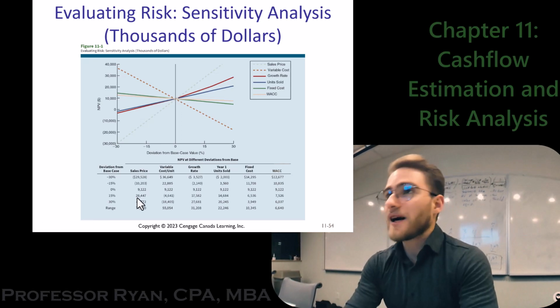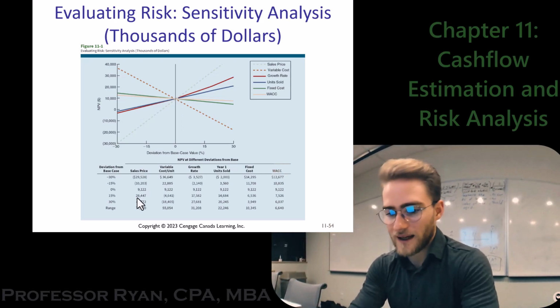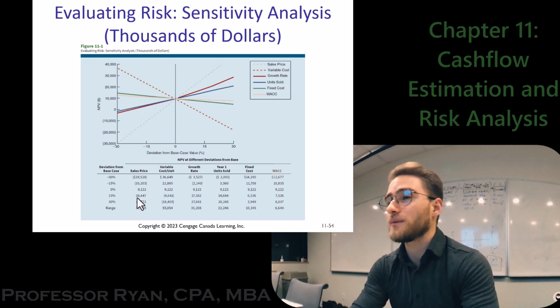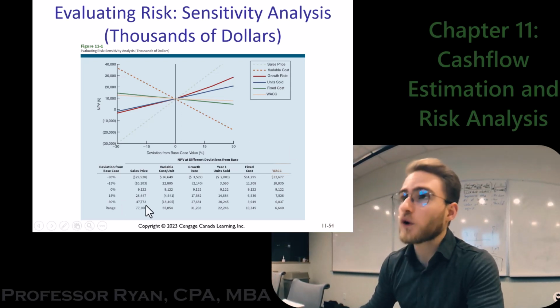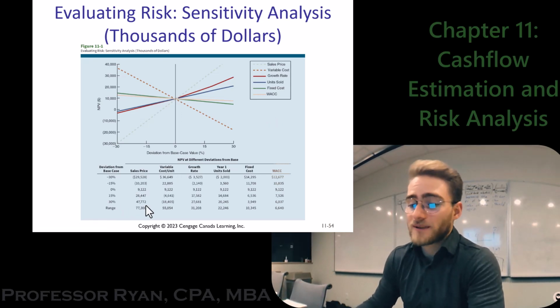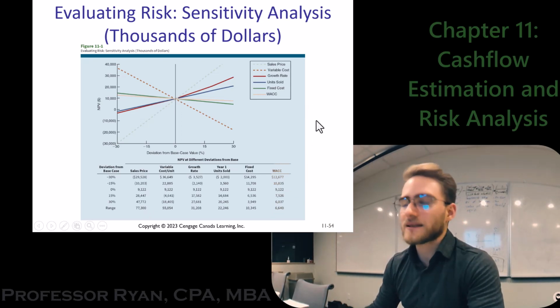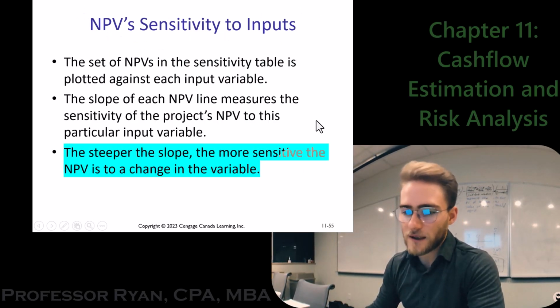So again, high risk, high reward, right? Sales price goes up by 30%. I went from a $9.122 million present value to a $47.72 million present value. So if I can get my sales prices up 30%, I'm rocking and rolling, right? So that's how you read this graph, and this is how you do a sensitivity analysis graph.